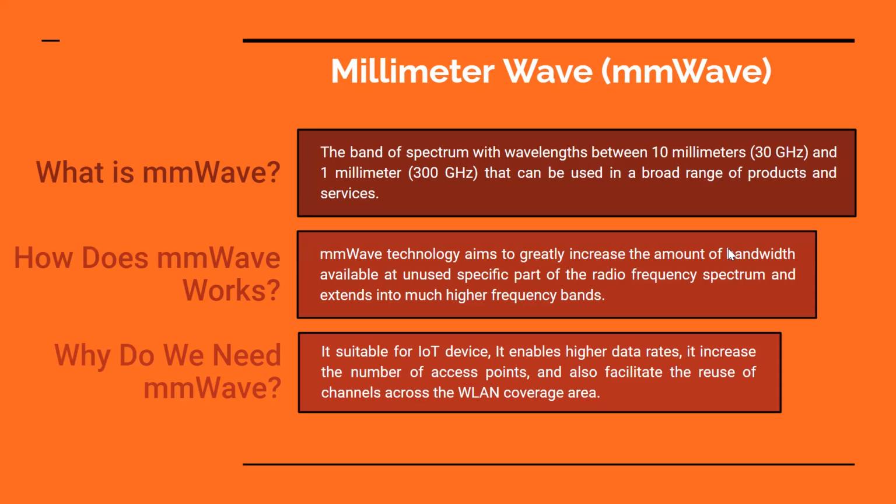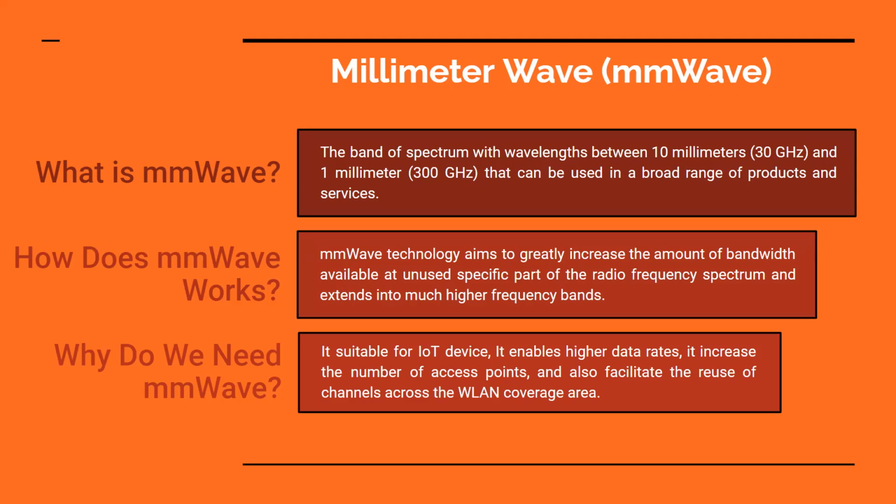Now, I want to talk a little bit about mmWave. What is the big deal, why we use it, and what is it. First, what is mmWave basically? It is the band of spectrum with wavelength between 10 millimeters or 30 gigahertz and 1 millimeter or 300 gigahertz that can be used in a broad range of products and services. I think it's many services.